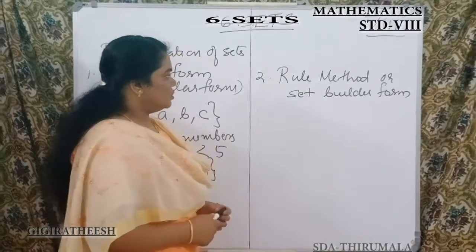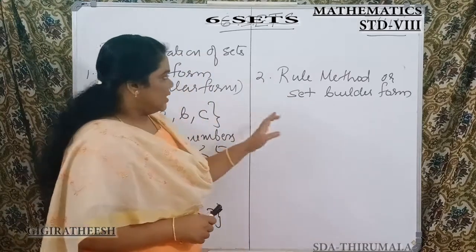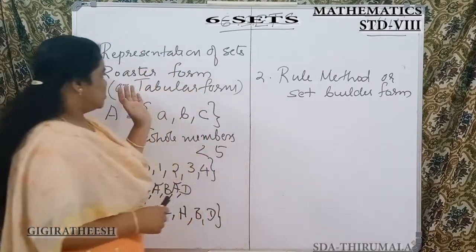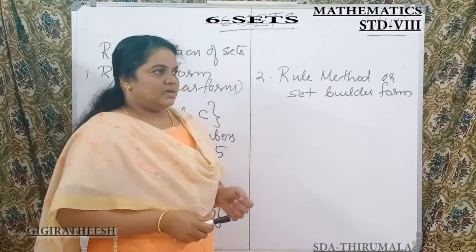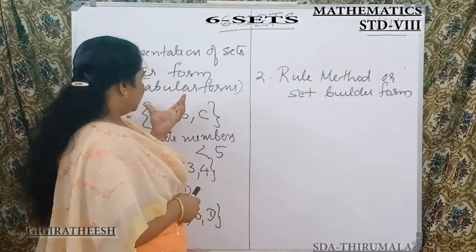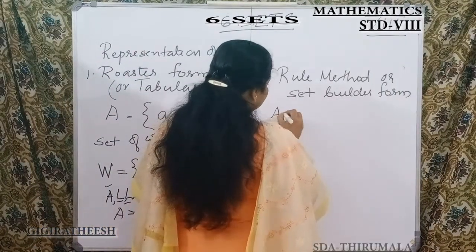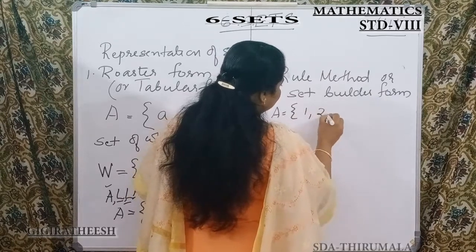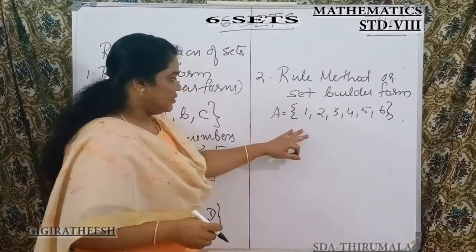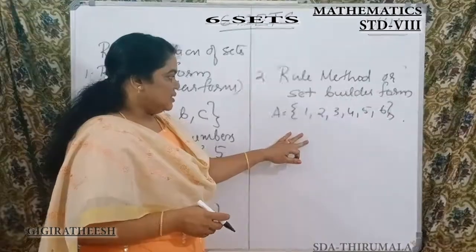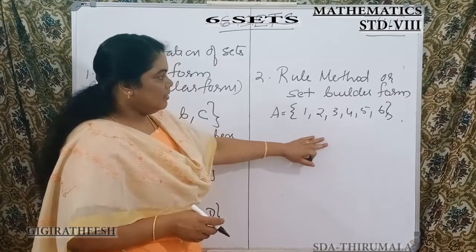Second one is rule method or set builder form. Here we are not writing the actual elements as in the roster form. Here we write only a statement, the rule describing the elements. For example, let A = {1, 2, 3, 4, 5, 6}. We know that this is in the roster form. How can we write this in the rule method?